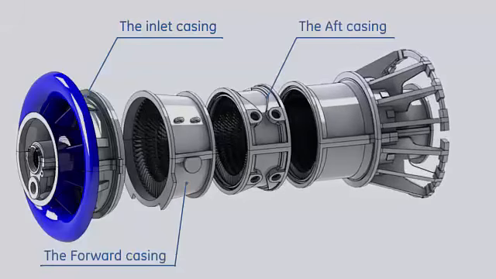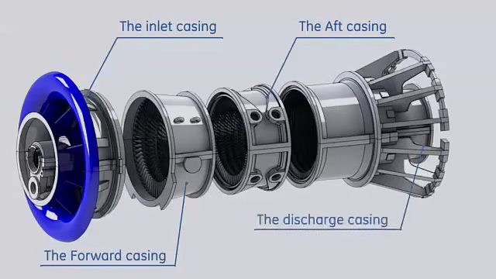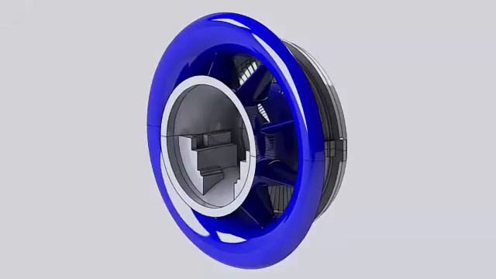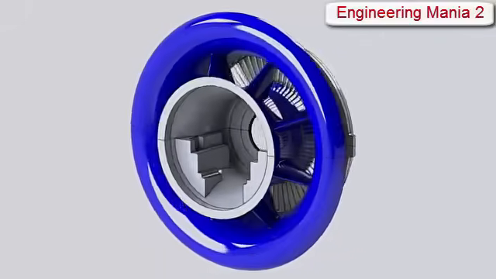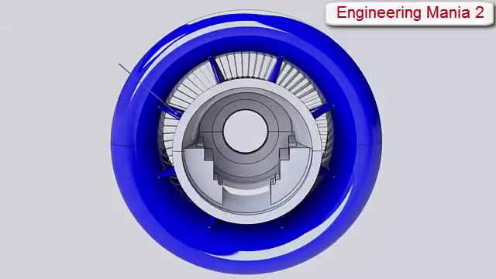The compressor stator consists of 4 main components: the inlet casing, the forward casing, the aft casing, the discharge casing. The inlet casing is located at the forward end of the gas turbine. The blue painted section at the forward of the casing is called the bell mouth. The inner bell mouth is positioned to the outer bell mouth by 8 airfoil-shaped struts. The bell mouth function is to direct the air normally and uniformly to the inlet guide vanes for efficient airflow control and better inlet flow coefficient.